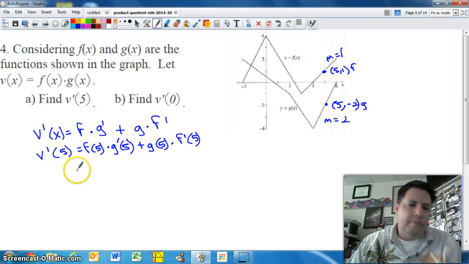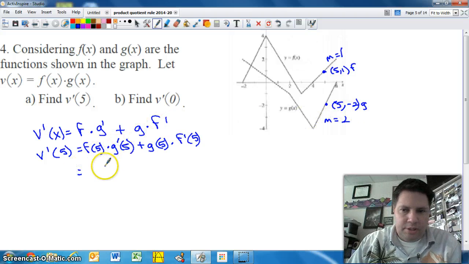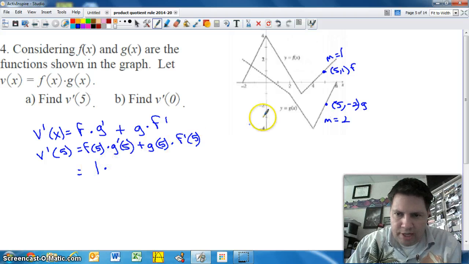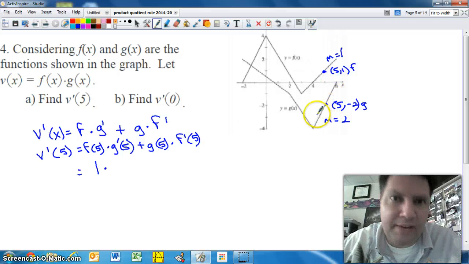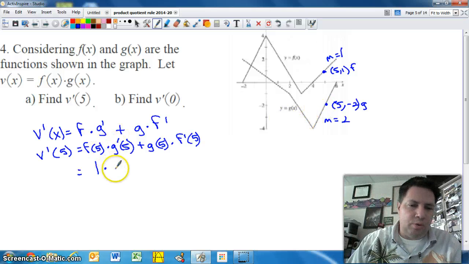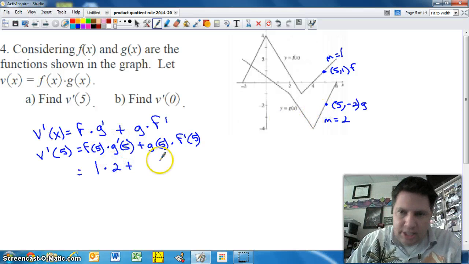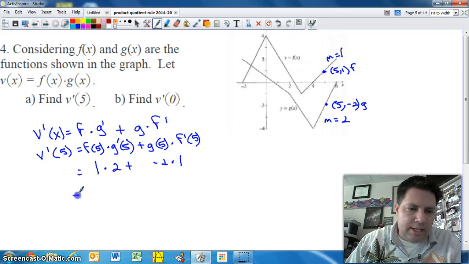So, v prime of 5 is equal to f of 5, which is 1, times g prime. G prime is the derivative, and the derivative of a number is the slope. The slope of the tangent line is the slope of the line. Sorry, I'm talking fast. I'm running over time. So 1 times 2 plus g of 5, which is negative 2, times f prime of 5, which is 1. So it looks like we have 2 minus 2, and we get 0.